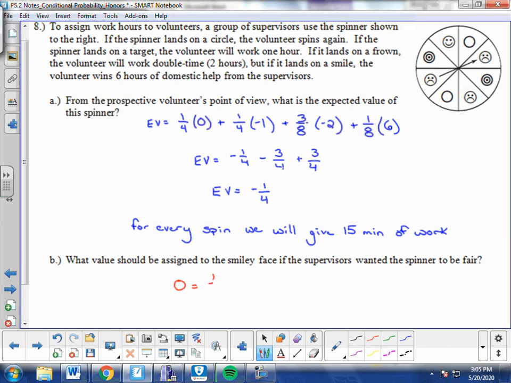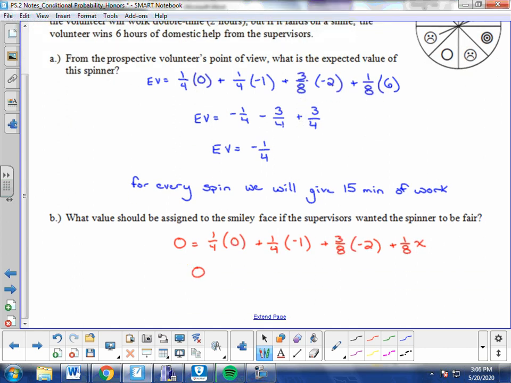So we're still going to have a 1/4 probability of hitting a circle, which has no effect. A 1/4 probability of hitting a target, which means we give away an hour of work. A 3/8 probability of hitting a frown, which means we give away 2 hours of work. And then finally, a 1/8 probability of hitting a smiley face. But we're going to change what the smiley face is worth so that this is fair. So let's make that a variable. We could just make it x.